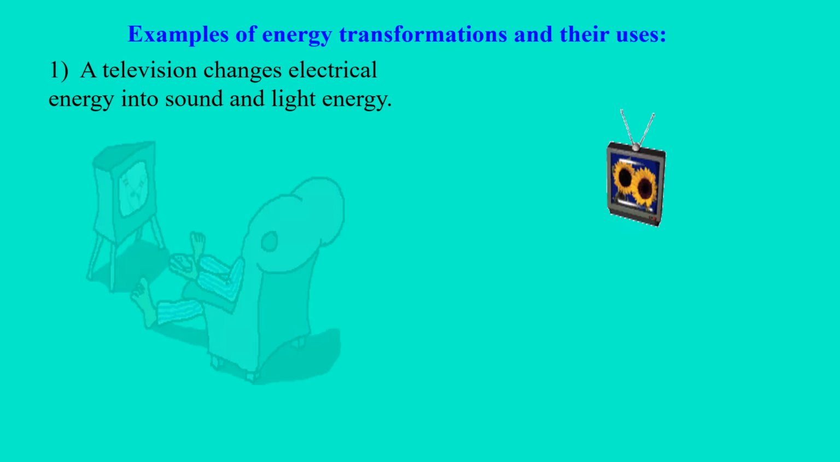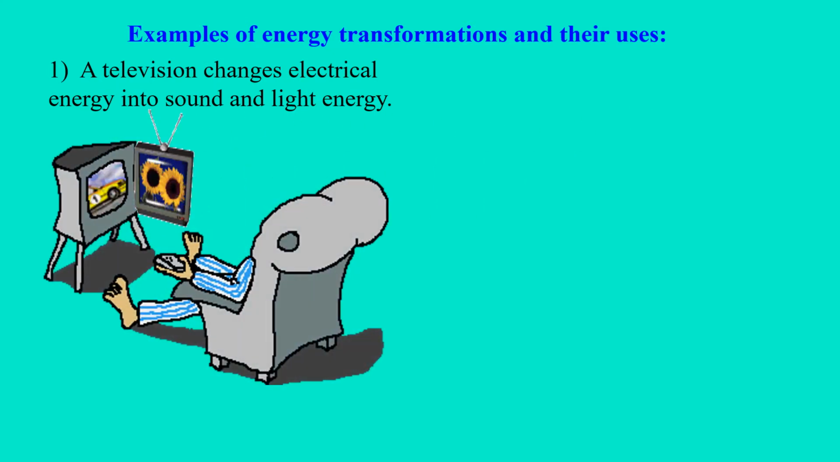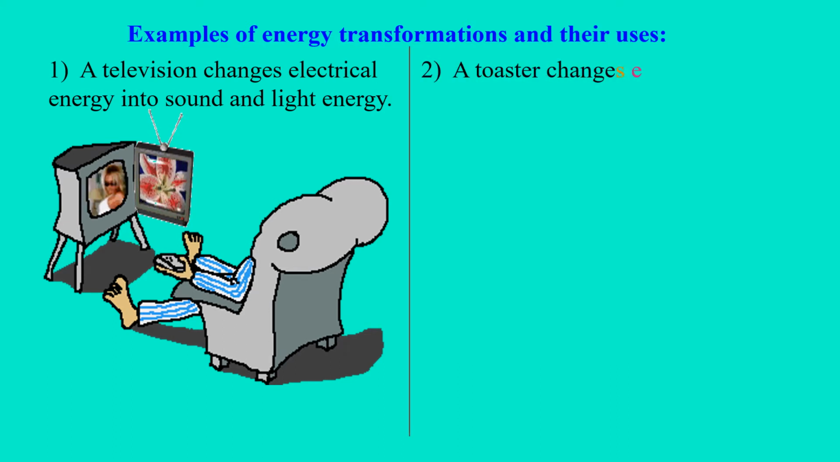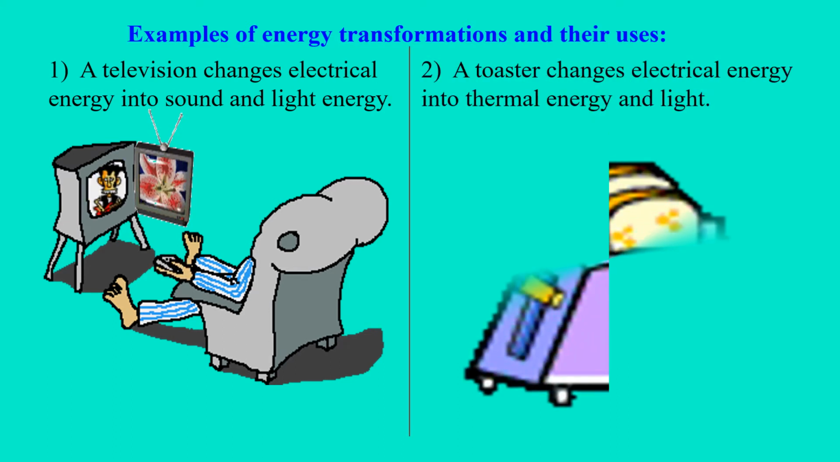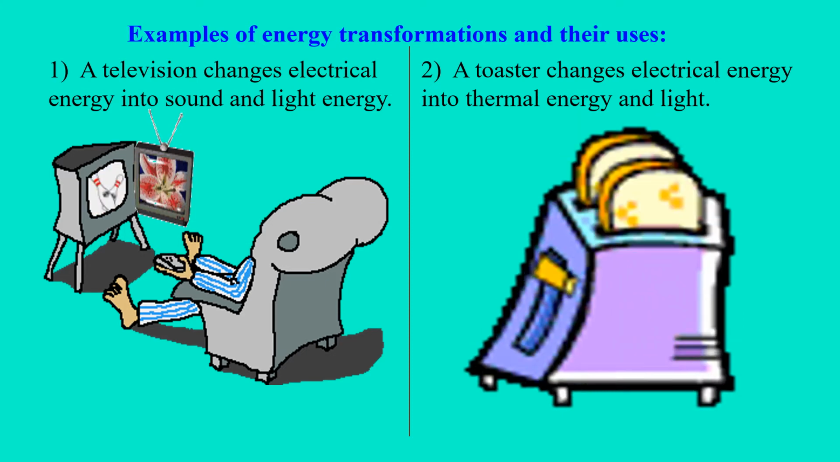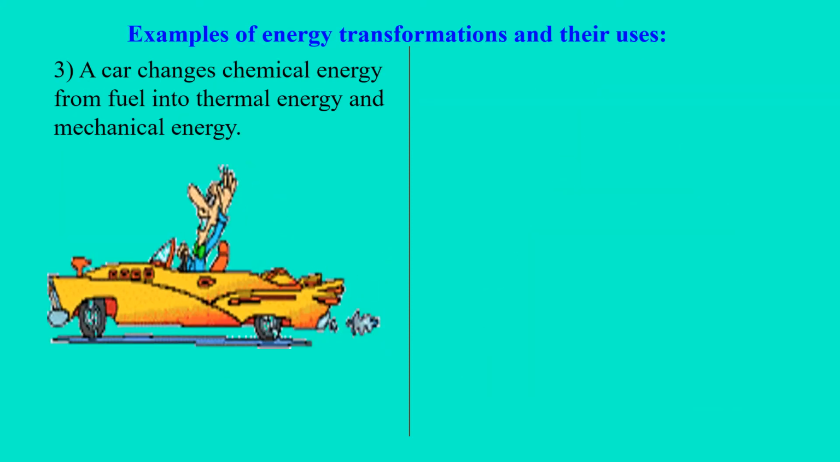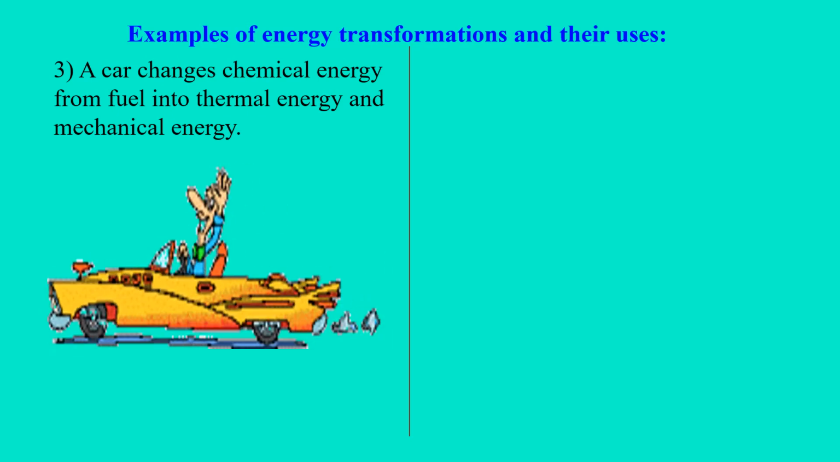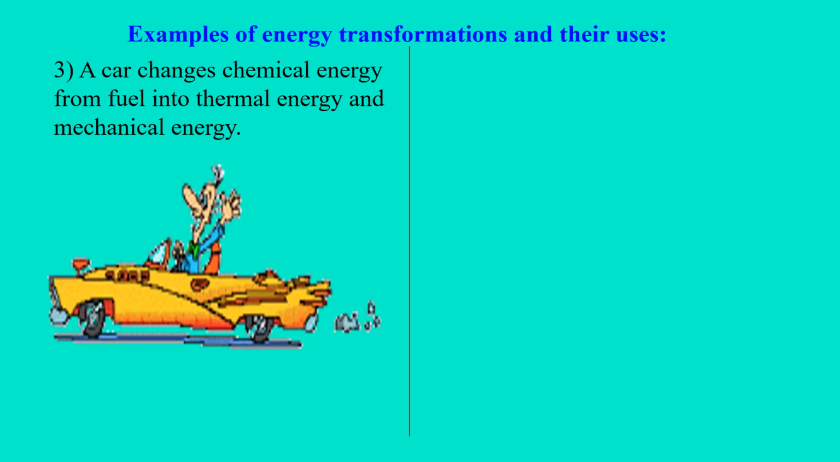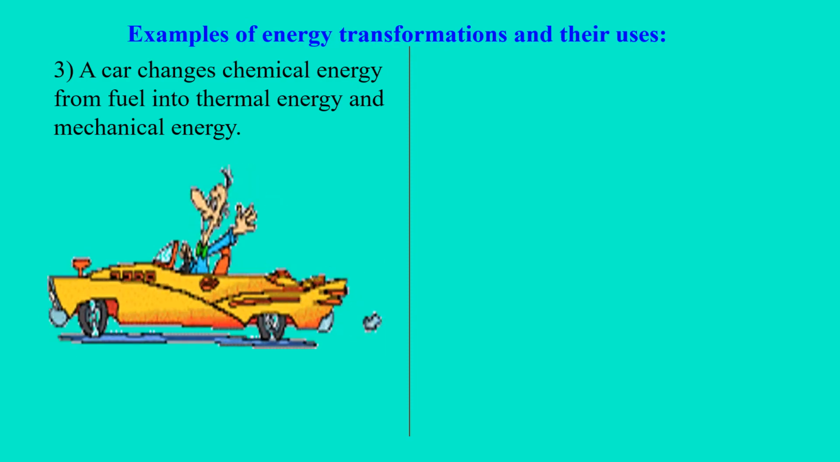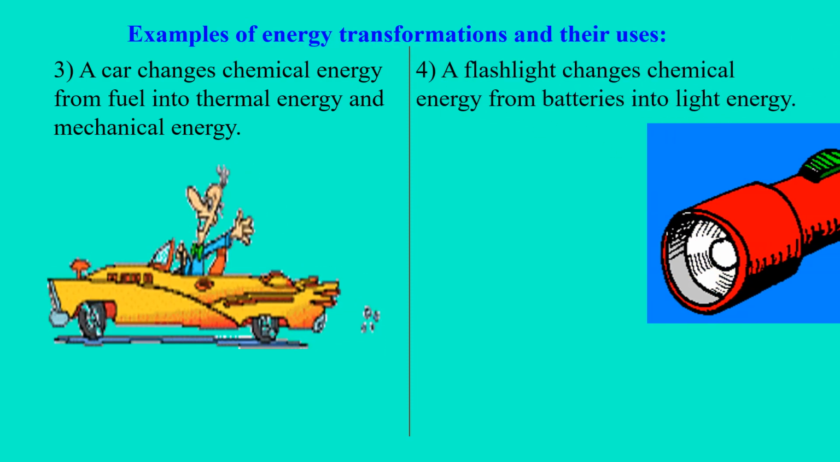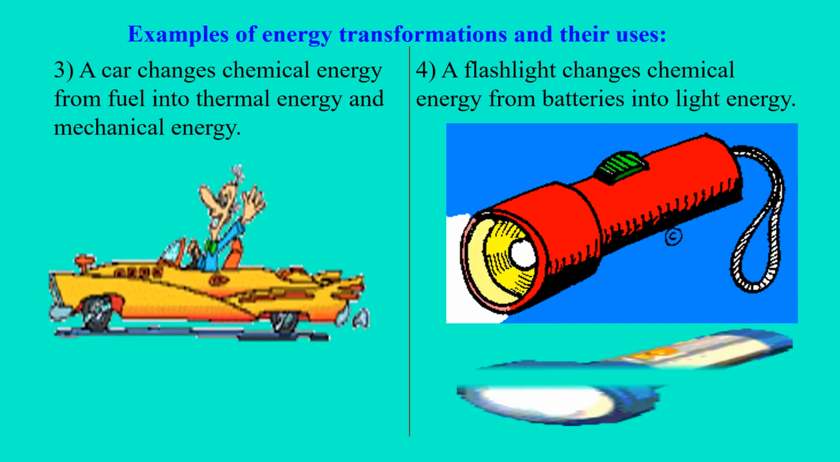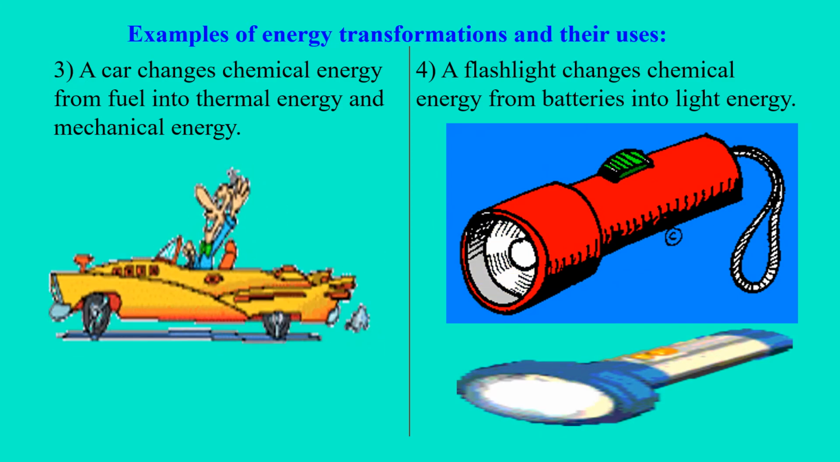Here are some examples of energy transformations and their uses. A television changes electrical energy into sound and light energy. A toaster changes electrical energy into thermal energy. A car changes chemical energy from fuel into thermal energy and mechanical energy. A flashlight changes chemical energy from batteries into light energy.